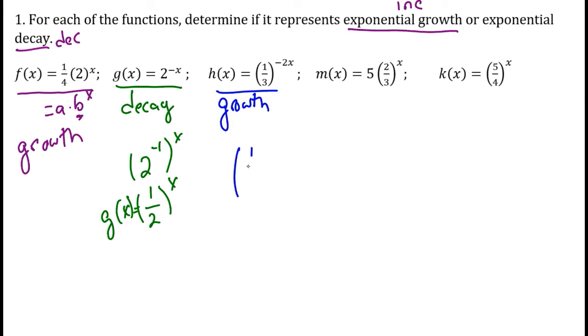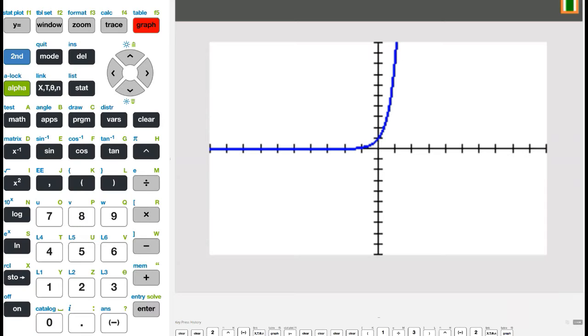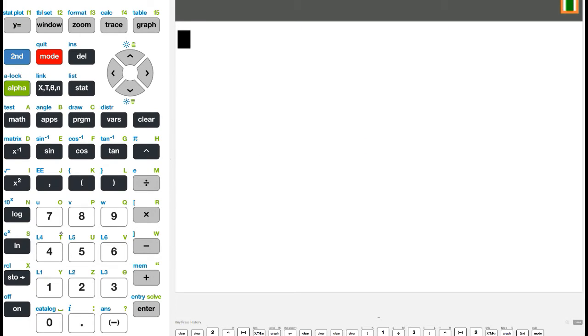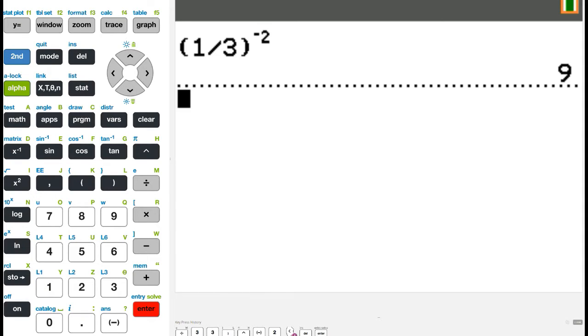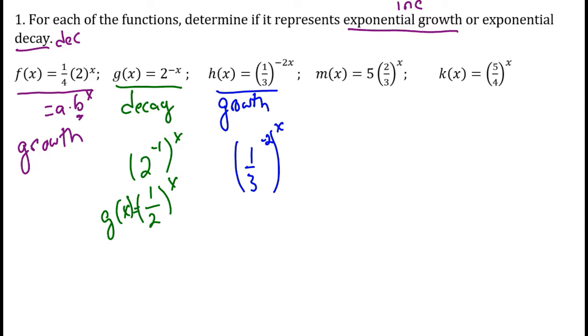Why? Well, because it's really 1/3 to the negative 2 raised to the x. I can do that negative 2 exponent first. Well, what's 1/3 to the negative 2? If you forgot how to deal with negative exponents, 1/3 to the negative 2, not 1/3 times 3, 1/3. The negative flips it, so 3 squared. 3 squared is 9. So this is 9 to the x, which is growth. So that's why it's a growth function.